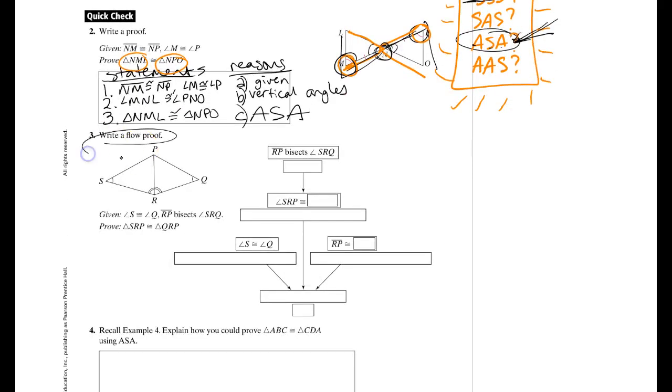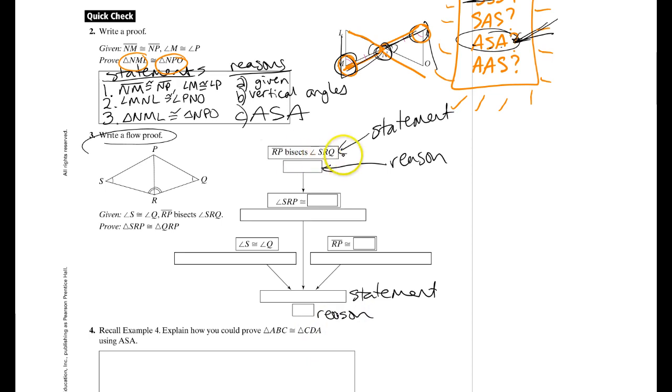And now the flow proof. Well, here we go. This is the statement. This is the reason box. So you're going to see statements and reasons sort of split up and come back together, all to make a final statement with a final reason. And look at how tiny that reason box is. I bet it's just got room for three letters, huh? Okay, here we go. RP bisects angle SRQ.